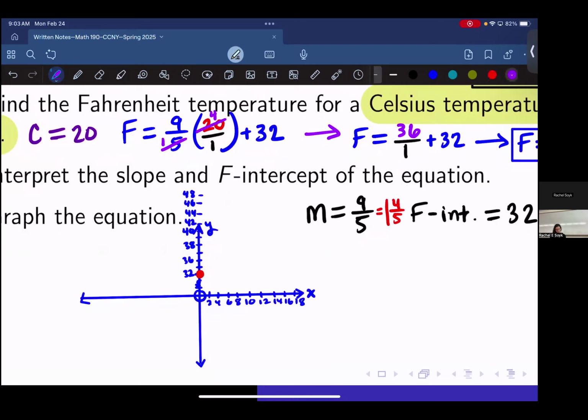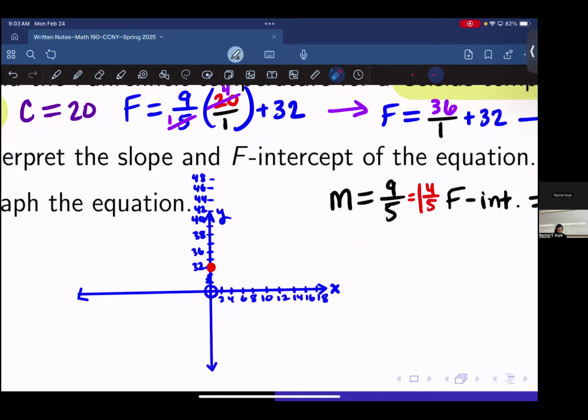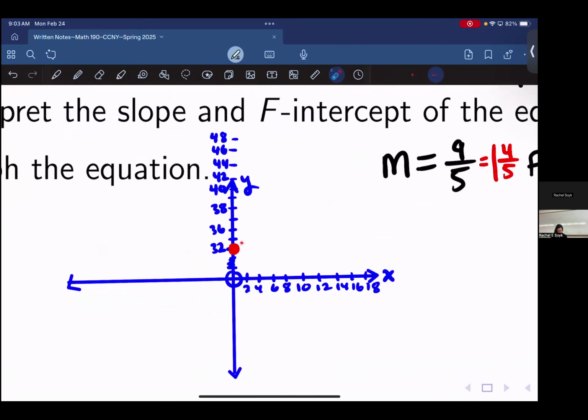And so what do we have here? These are increments of 2, so it's like just below each tick mark. And I'll make them a little small. So over 1, up 1.8, over 1. We'll do maybe one more. Up 1.8, over 1. And then we'll just connect the dots.